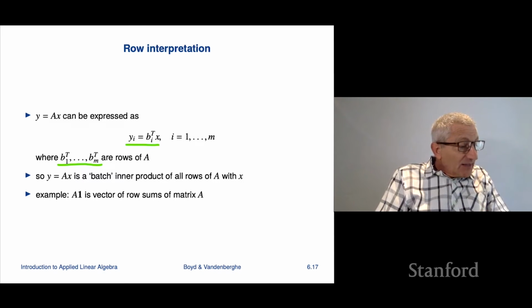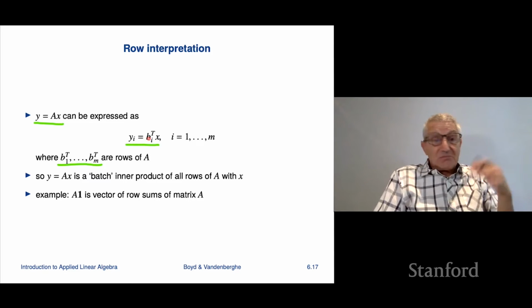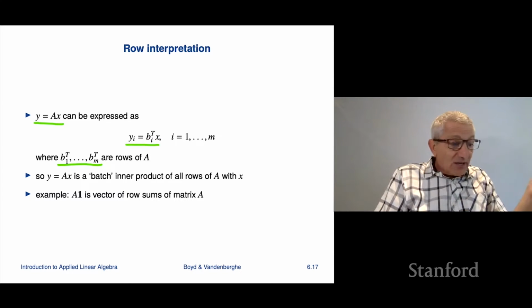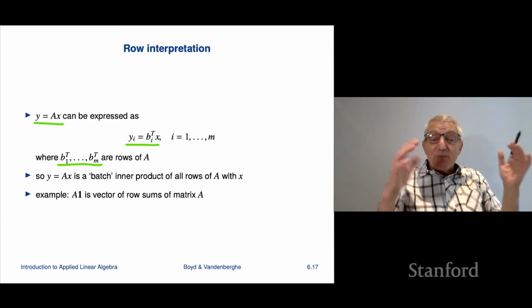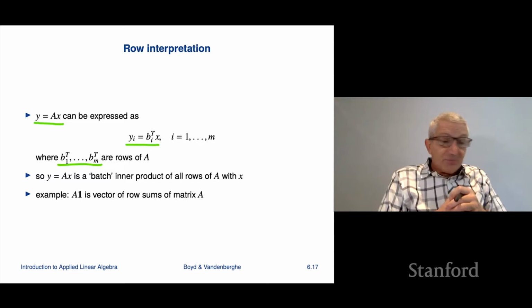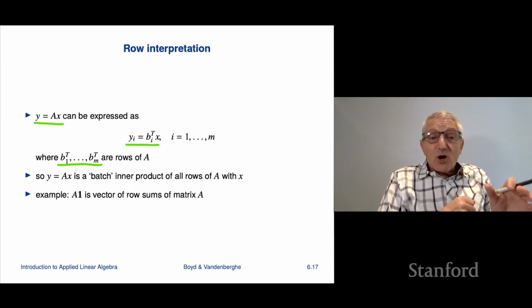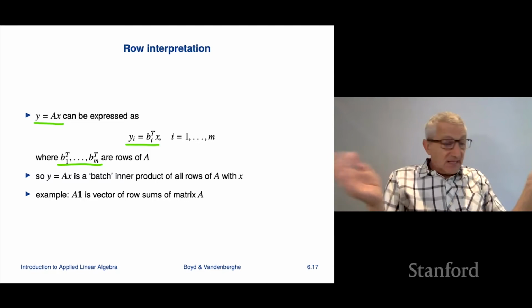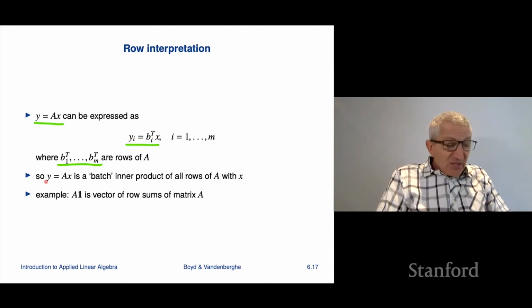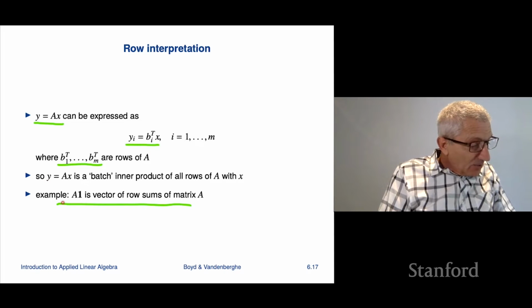Then you can write this. Y equals AX is, well, it's b1 transpose x, which we now know is the inner product. So it's the inner product of b and x. So you could think of matrix vector multiplication as simply taking the inner product of every row of the matrix with the vector x. Okay, so you can think of it as a batch inner product, for example. And here's an example. If I say, what is A1's?